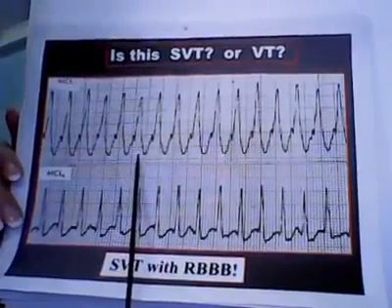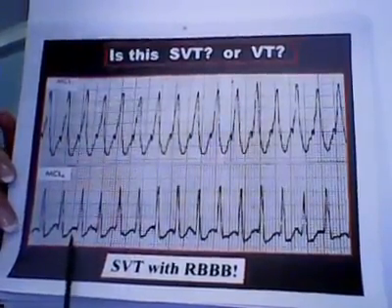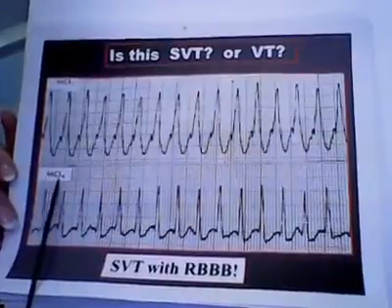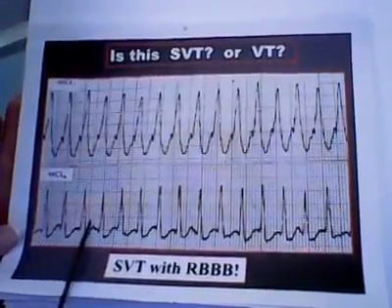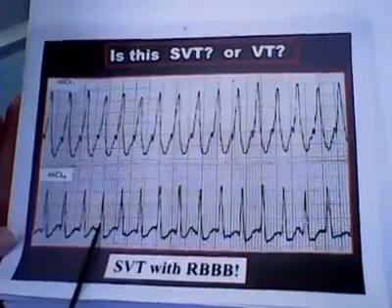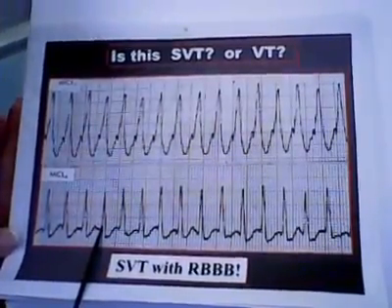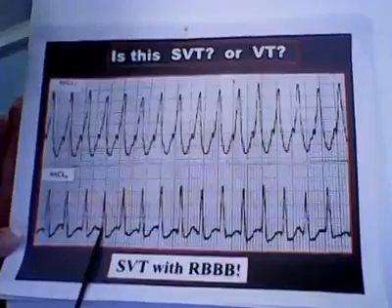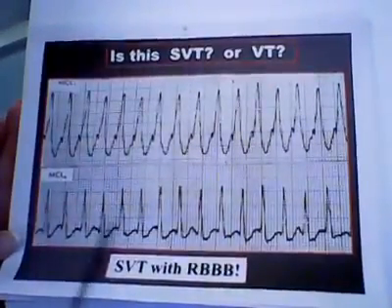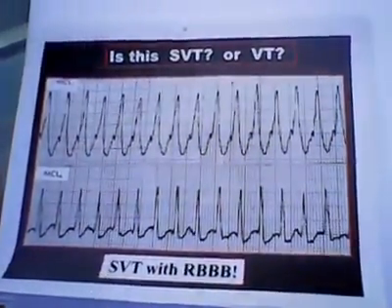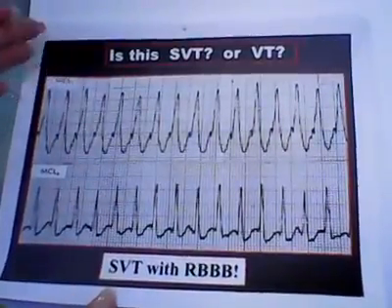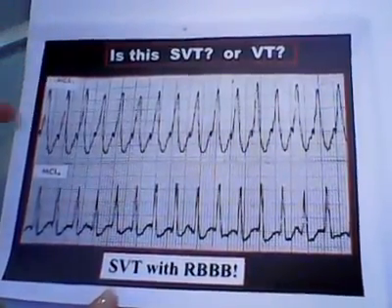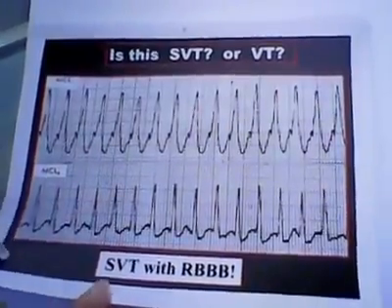It's also not VTAC because we're up in V6. MCL6 or V6, same thing. Whenever you're up in V6, it cannot be VTAC. VTAC is down in V6. You're down in V6, you're dead. The fact that you're up in V6, it can't be VTAC. It's SVT with a block. SVT with a right bundle branch block. That's what that is.